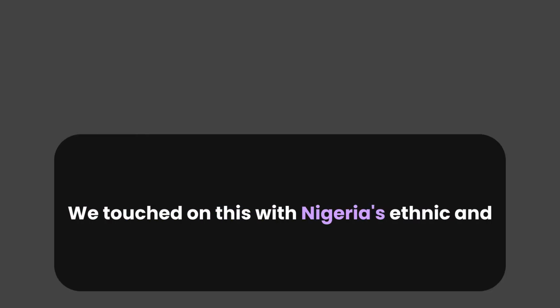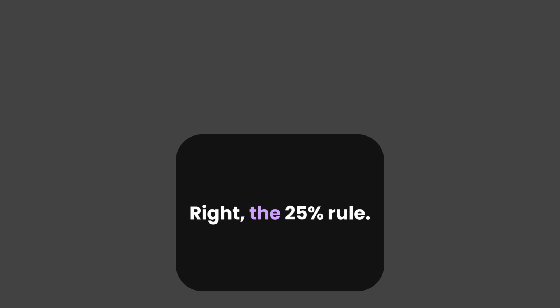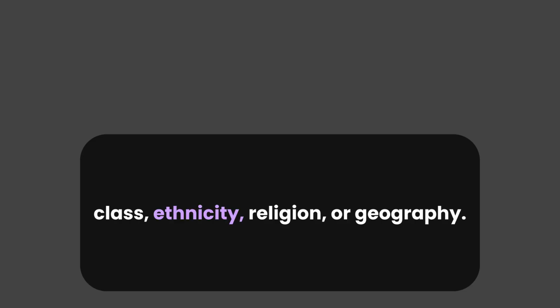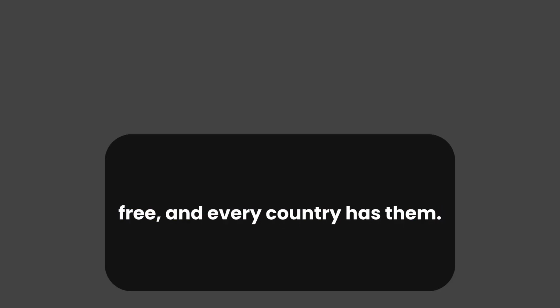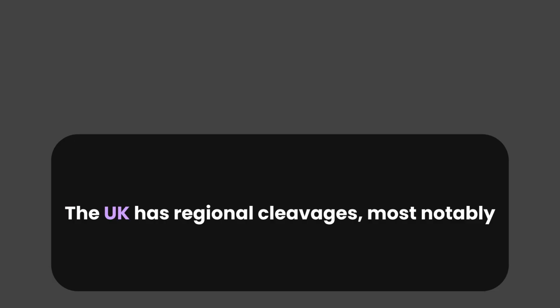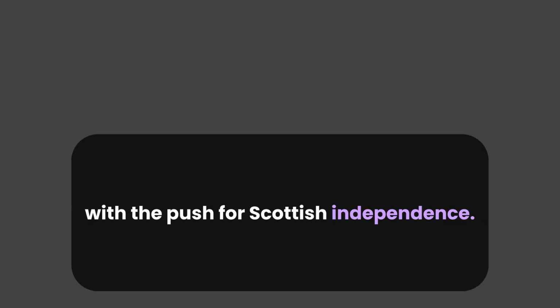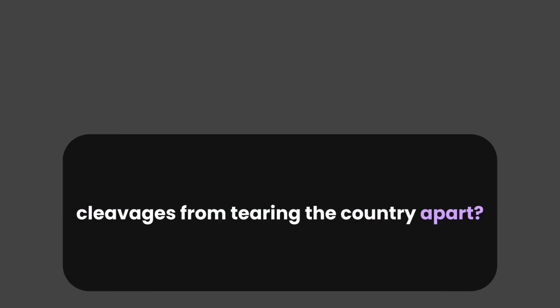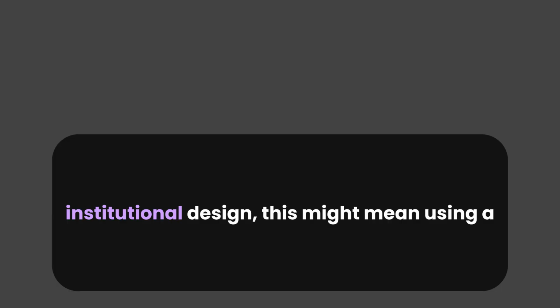We touched on this with Nigeria's ethnic and religious divisions. Right, the 25% rule. Exactly. Cleavages are deep social divisions based on class, ethnicity, religion, or geography, and every country has them. The UK has regional cleavages, most notably with the push for Scottish independence. So how does the state prevent those cleavages from tearing the country apart? By accommodating them through institutional design.